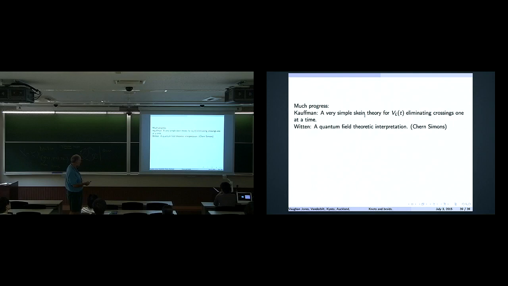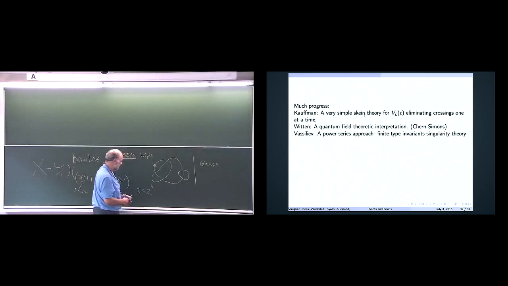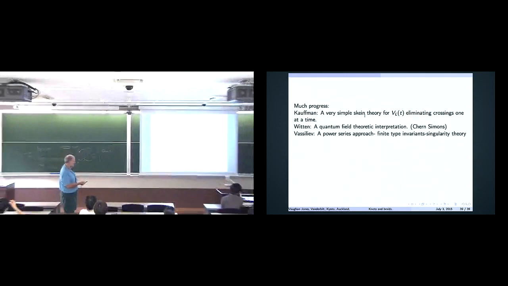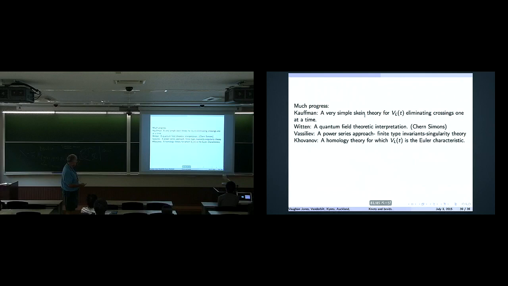Vassiliev gave a sort of power series where he would take t and put e to the h, and think of it as a power series, and he managed to give some kind of meaning in terms of singularity theory to the coefficients of the polynomial. This was part of a big theory of his, some of which became the theory of so-called finite type invariants. And I think finally, Khovanov most recently developed a homology theory for knots, of which V_L(t), the Jones polynomial, is actually the Euler characteristic. So this requires a little bit more advanced mathematics, so let me not go into that.